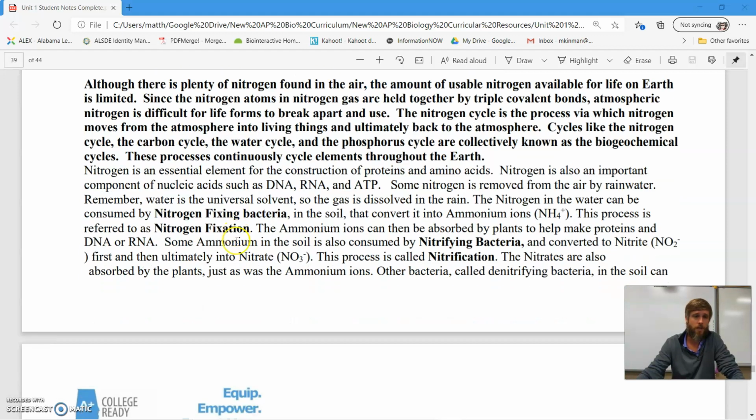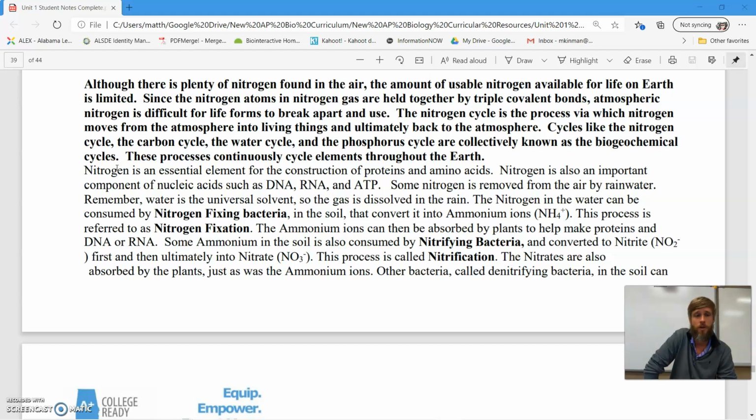All right, so why is nitrogen so important? So we know we have to get it out of our bodies because it's toxic, but why does it need to be in there in the first place? What is it needed for? So nitrogen is an essential element for the construction of proteins and amino acids. Well, there you go. When we were talking about amino acids earlier, the amine group is an NH2. So we have to have it for proteins.